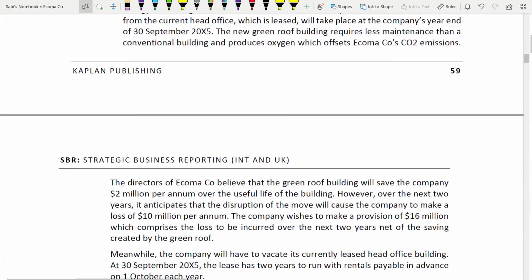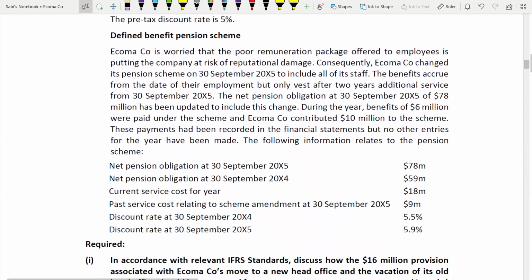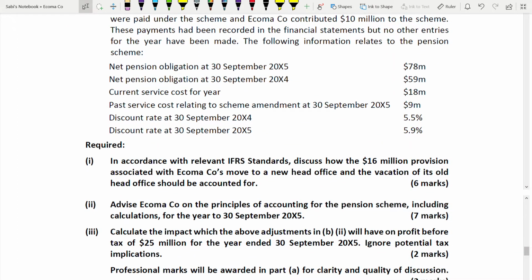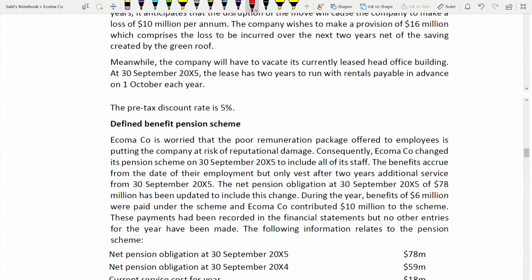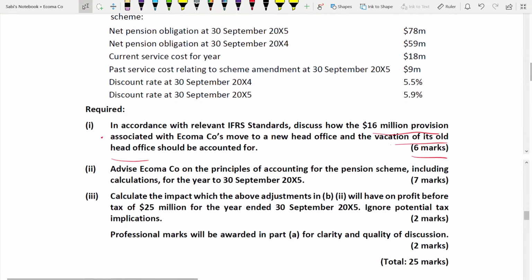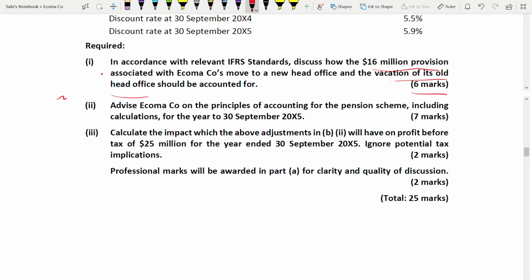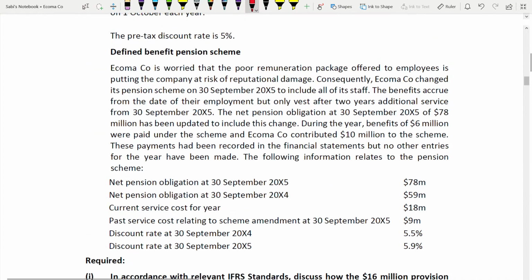Part B has two things. The requirement for part B is this. First, in accordance with relevant IFRS, discuss how the 16 million provision associated with the e-commerce move to a new head office and the vacation of its old head office should be accounted for. One is the provision, the other one is the head office. 6 marks. The defined benefit pension scheme is not needed for the first requirement, because it is for the last two requirements.